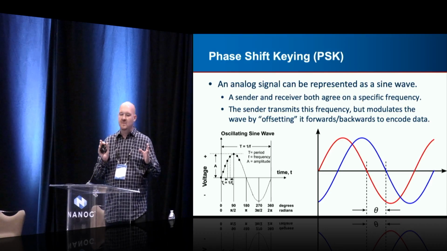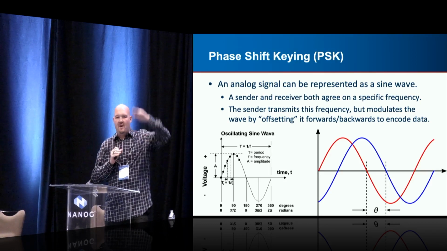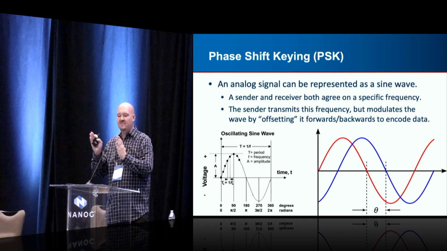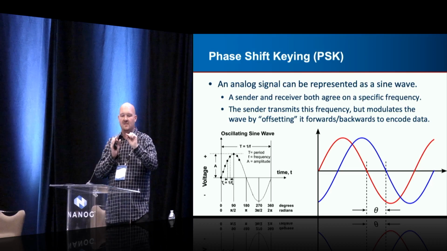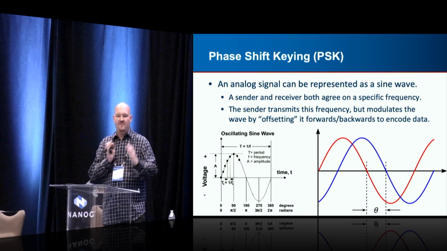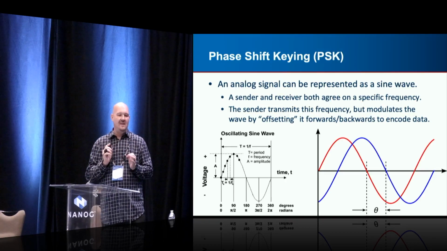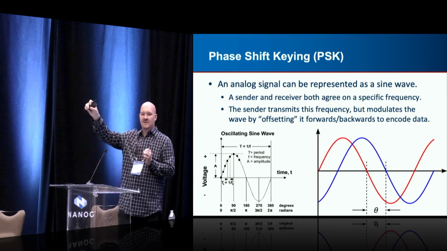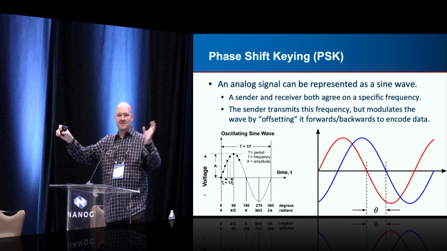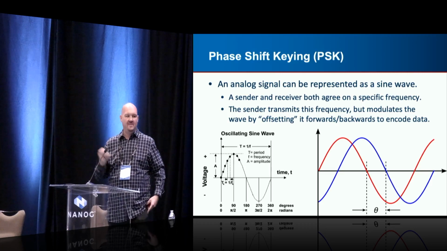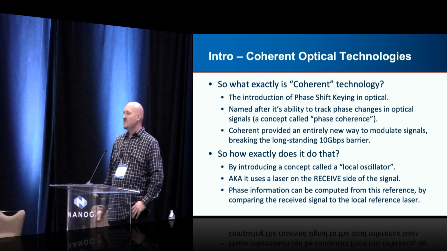And so then you're able to modulate by offsetting the phase. Instead of making it brighter or dimmer, you shift the point where does it go to zero? Where's the peak of the wave? Where's the zero of the wave? Where's the low peak of the wave? You move that back and forth. That's the phase. And by comparing the local oscillator, what the receiver has and what it knows is that laser, versus what the transmitter's sending, you can encode data. That's phase shift keying. So that introduces a class of optical called coherent.